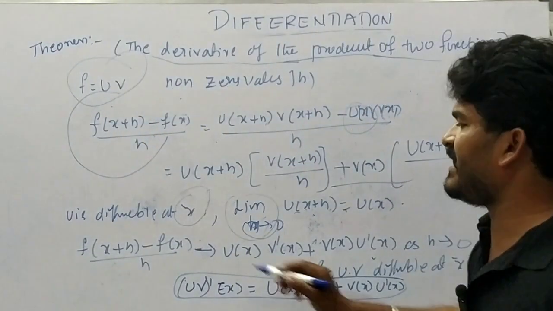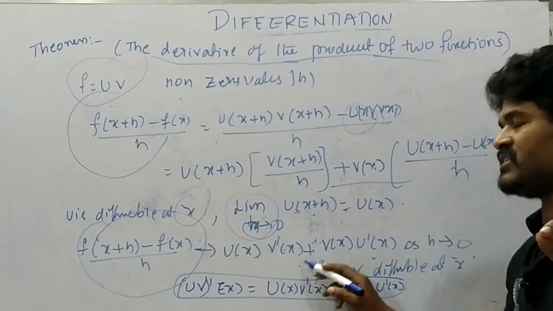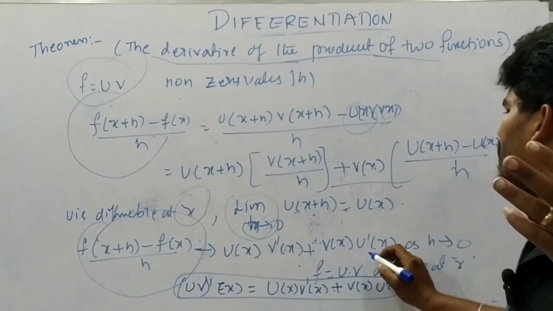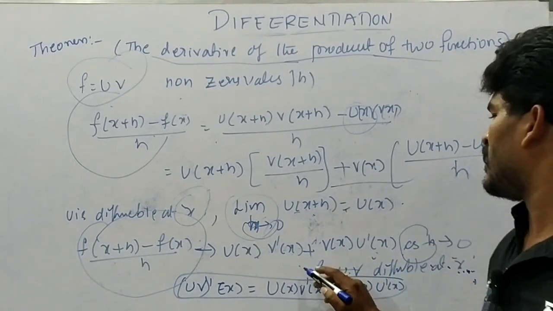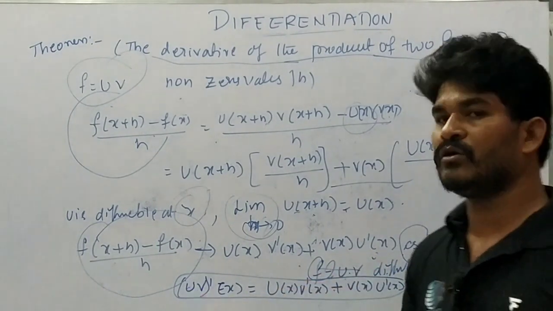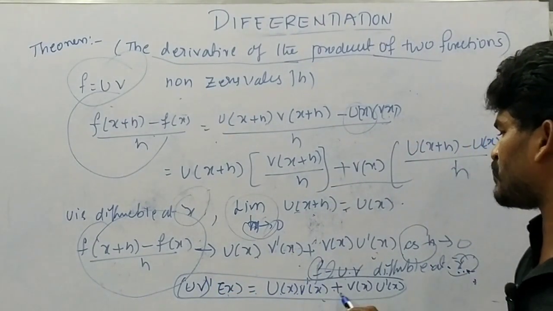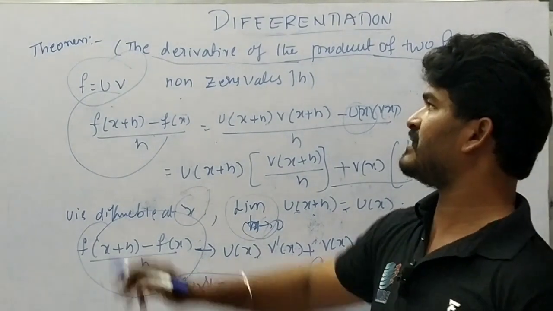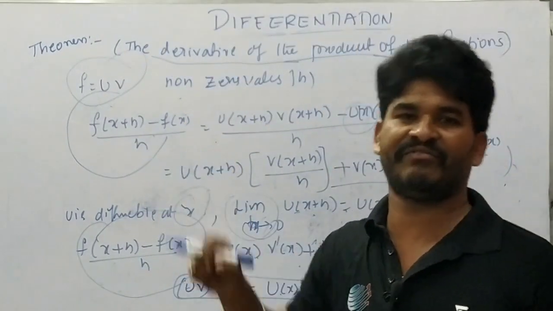Here we have applied u(x) times v'(x) plus u'(x) times v(x), where h tends to 0. Understand? Therefore, since the functions u and v are differentiable with respect to x, we get (uv)'(x) equals u(x)v'(x) plus v(x)u'(x). So this is a theorem we have proved. It is very important whenever the given functions are a product of functions, especially in differentiation.